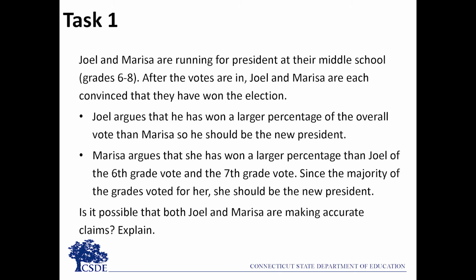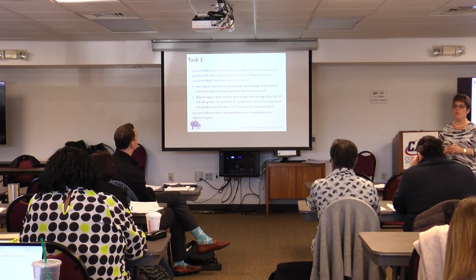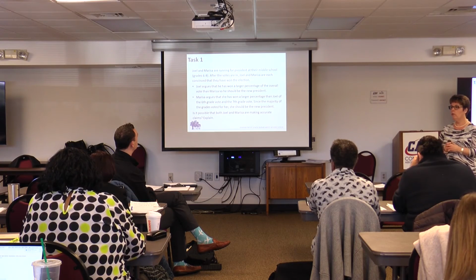So here would be an example of a task. Joel and Marissa are running for president at their middle school. After the votes are in, Joel and Marissa are each convinced they've won the election. Joel argues he has won a larger percentage of the overall vote than Marissa, so he should be the new president. Marissa argues that she has won a larger percentage than Joel of the 6th grade vote and the 7th grade vote. Since the majority of the grades voted for her, she should be the new president. Is it possible that they are both correct? Other than 6th and 7th grade, there are no numbers in this math problem. Uh-oh.